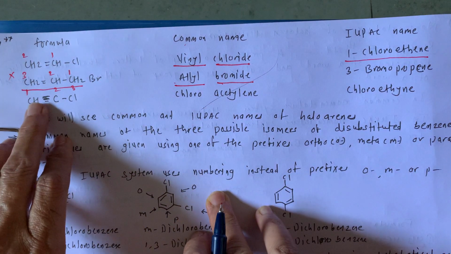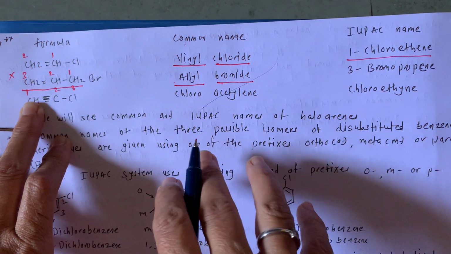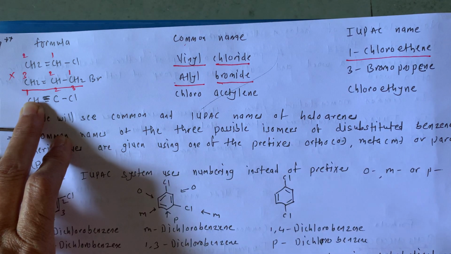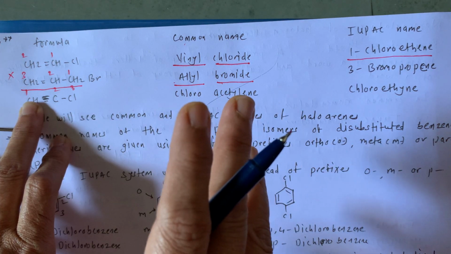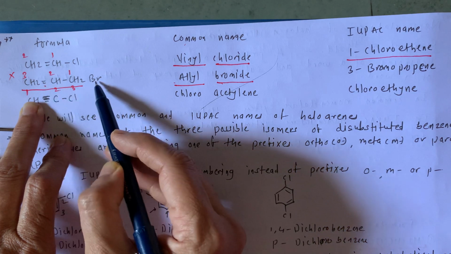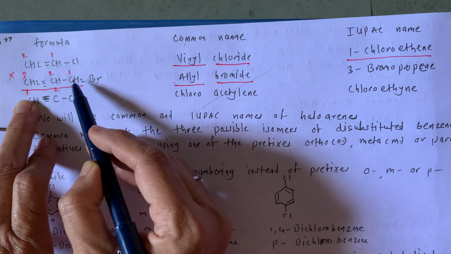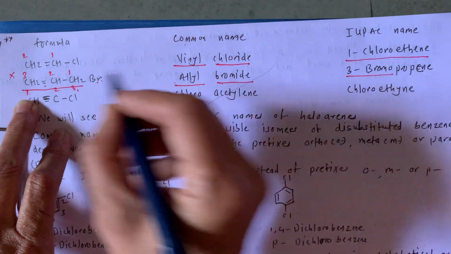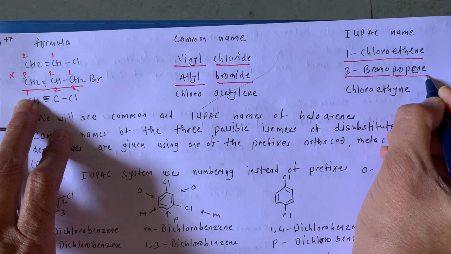Now here, first preference goes to the double bond. We know the preferences of the functional groups which we studied in 11th standard. The unsaturated part is first and then the remaining functional groups. So here the first functional group is our double bond and then bromine. So numbering is 1, 2, 3. On the third carbon there is bromine, so this is 3-bromo, and the remaining group is propene, so this is 3-bromopropene.